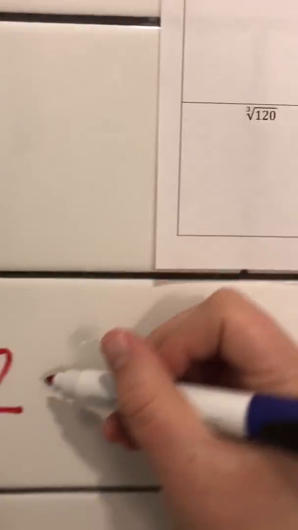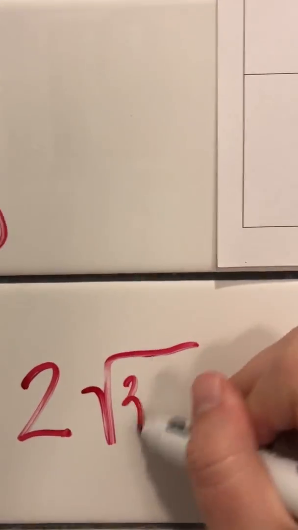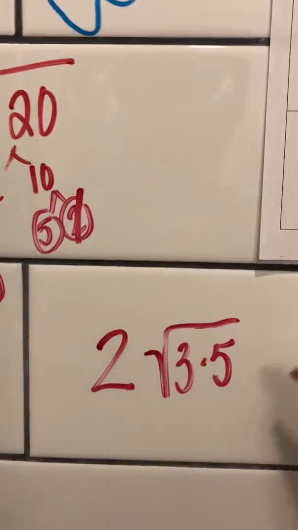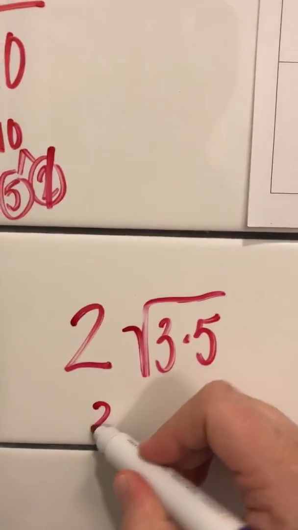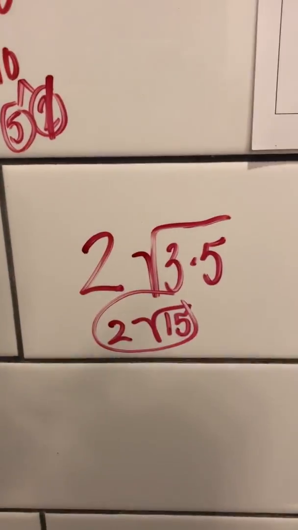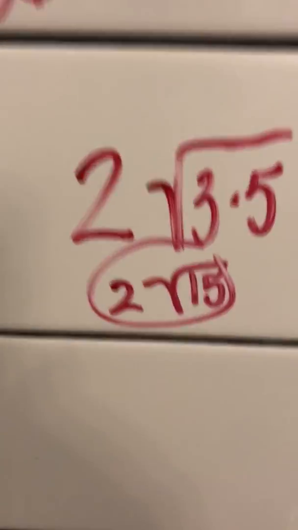Now I have a 3 and a 5 left, neither of which have any friends at all. They need to stay in the house. They need to stay under the radical. So we'll say 3 times 5 here. Now 3 times 5 is 15, so my final answer is going to be 2 root 15. Oh, little fib. Technically that answer would not be right.